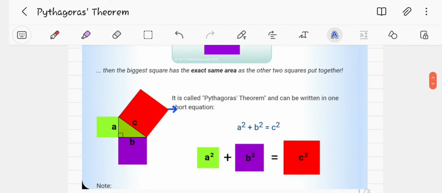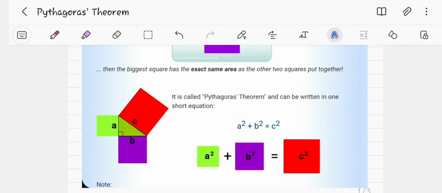And we can show that equation in this way. We can say that if a is the length of this side right here, and b is the length of this side, then a squared plus b squared would be equal to c squared, which is the square on our hypotenuse.